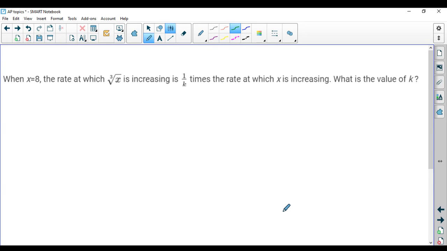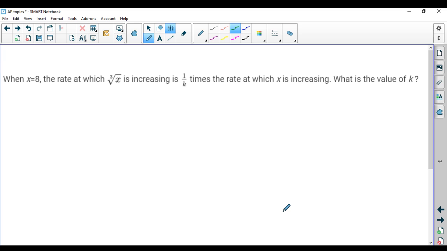Here is related rates example number 2. When you read this question, it's one of those questions, like a lot of these AP questions are, that you really have to read carefully and translate as you go. So read it over once, and then we'll take it step by step. So the question says, when x equals 8, the rate at which cube root of x is increasing.